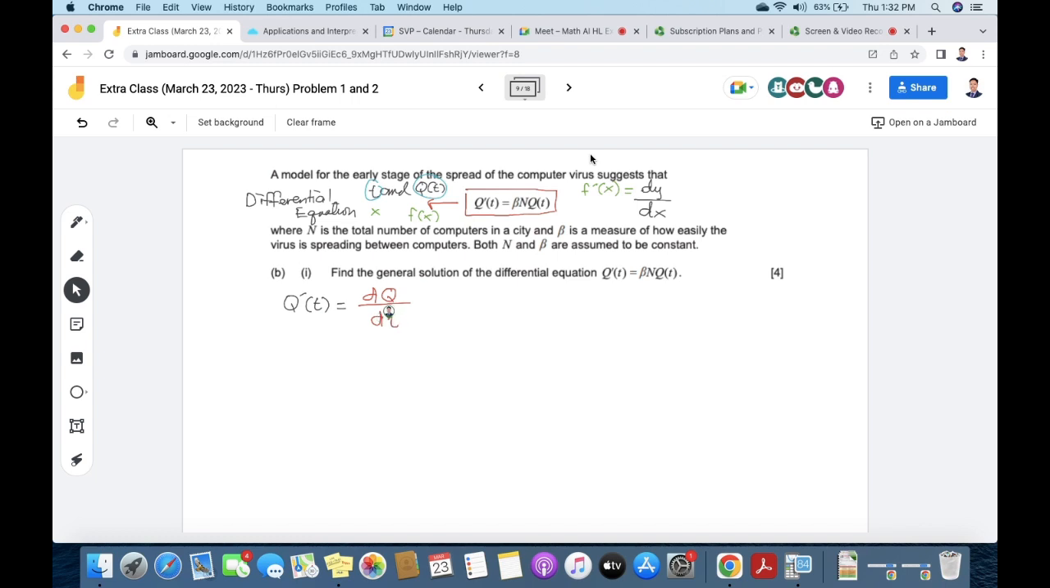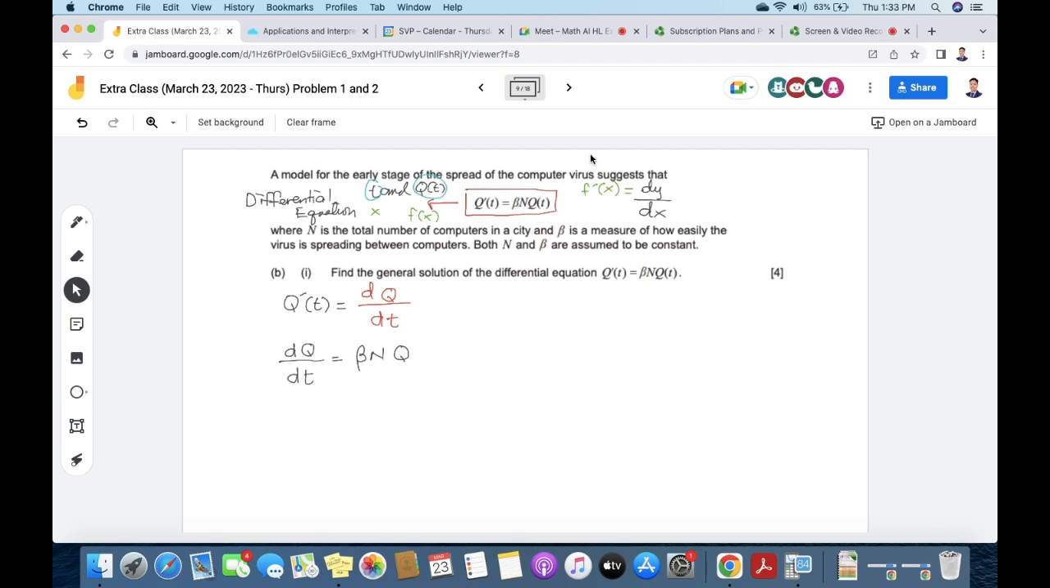So this is something that you have to know and to understand, because when you solve differential equations, you need to separate them. Okay? So from here, we can now rewrite this as dq over dt equal to beta times n times q of t. Or you can just write it as q if you wanted to. All right?